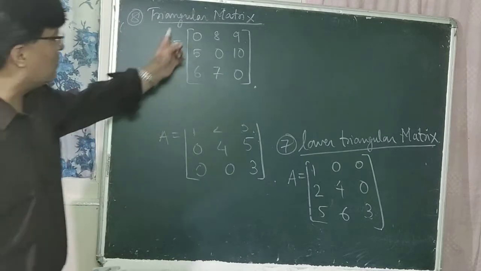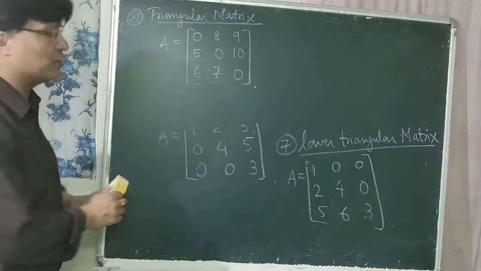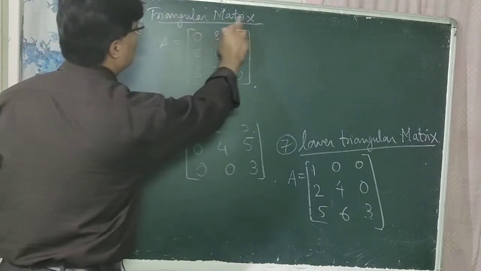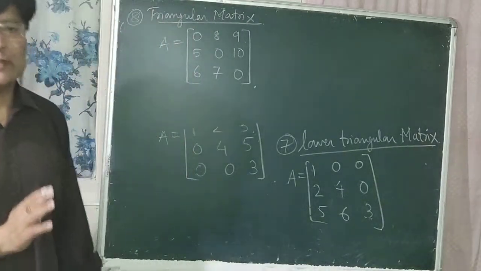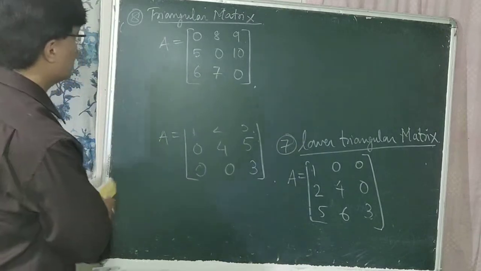Now if all the leading diagonals are 0 here, but all other elements are non-zeros, that is, this is 8, 9, 10, 5, 6, 7. This is known as what? This is known as triangular matrix. Is that clear to all of you? So this is your triangular matrix.